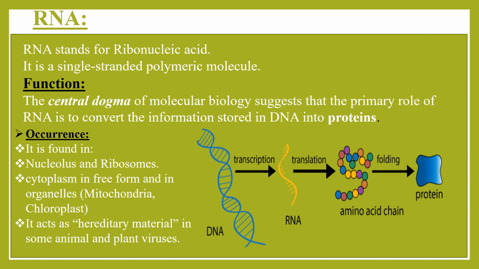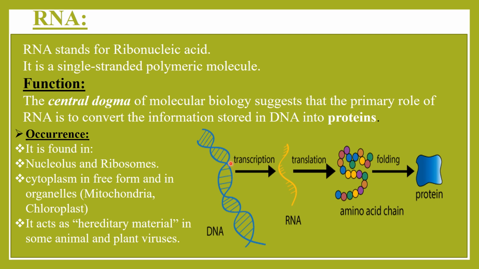The central dogma of molecular biology suggests that the DNA has all the information stored inside it in the nucleus, and the RNA is used to convert the information present on the DNA into certain proteins. If we look at this diagram, we can see that the DNA molecule has a double helical structure. It has two strands that are anti-parallel to each other.